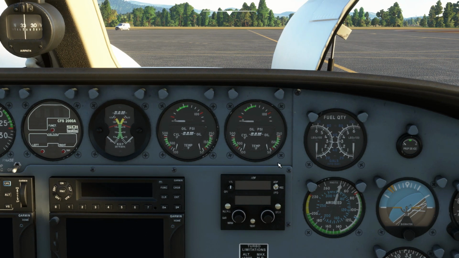These are the normal engine instruments for left and right engine. Of course, we've got oil PSI, which should be in the green, so pressure in the oil system. We've got temperatures for the cylinder head, which should be in the green, and actually in the thicker green. And then we have the oil temperature, which again should be in the green.